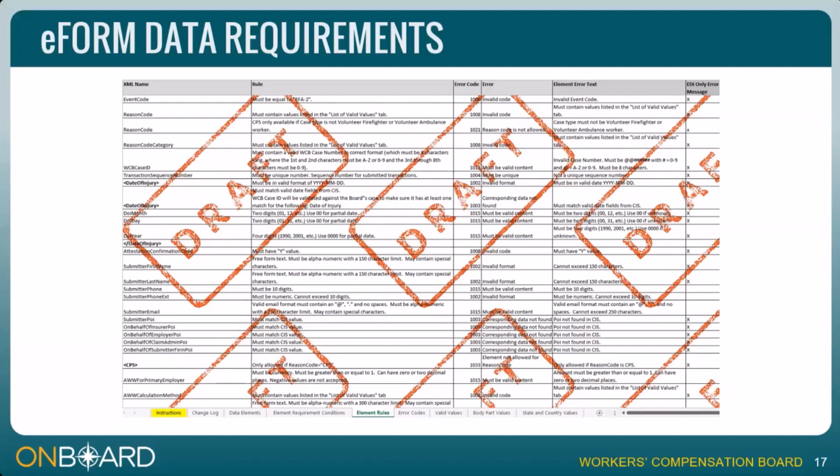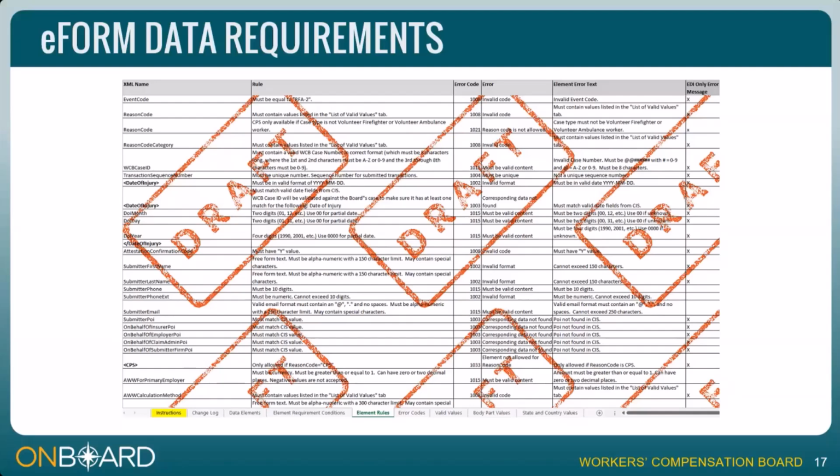Once we move from a draft to a permanent spreadsheet, we'll have those posted out there as we make changes, so you can track those easily and know what we update on the spreadsheet. We have data elements, element requirement conditions, and element rules tabs. Those will outline the data elements that are there, the conditions for those, as well as any rules behind them.